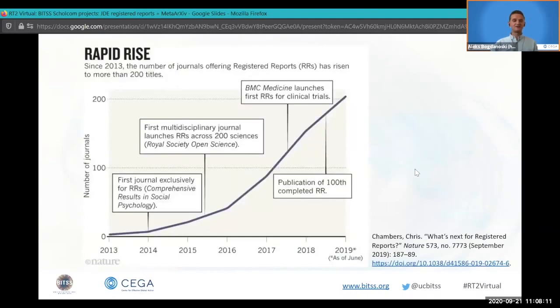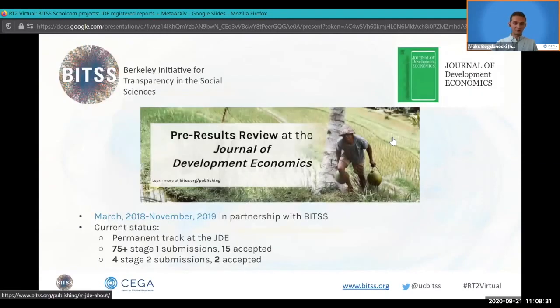In the last 7 years since the registered report format was first implemented at the journal Cortex in neuroscience, there has been a rapid rise across the sciences. Currently, there are over 260 journals in the social and life sciences accepting articles in this format. One of these journals is the Journal of Development Economics. We collaborated with them on a pilot project which ran between March 2018 and November 2019. 75 stage 1 submissions have been received, 15 of which have been accepted. 4 stage 2 submissions have been received, 2 of which have been accepted.